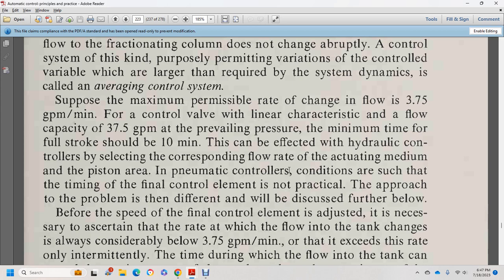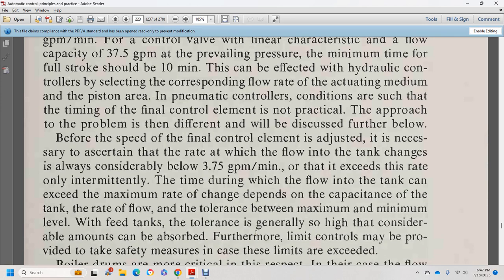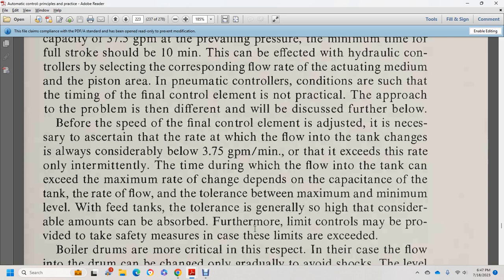Such times for the final control element are not a practical approach if the problem is different, as discussed further below. But the speed of the final control element is adjusted as necessary so that the rate of flow in the tank always stays below 3.7 gallons per minute. If this rate is exceeded only intermittently, the maximum rate in the tank can be exceeded. It depends on the capacity of the tank, the rate of flow, and the tolerance between the maximum and minimum level of the tank, a tolerance generally high.